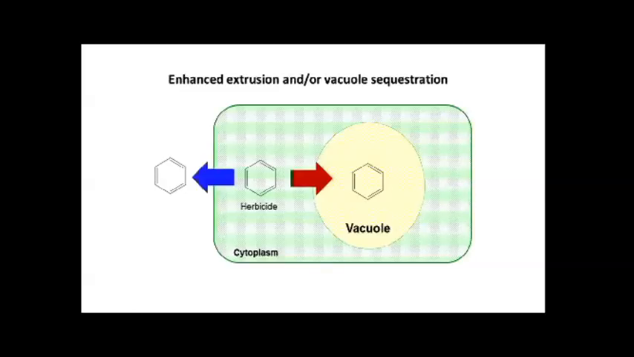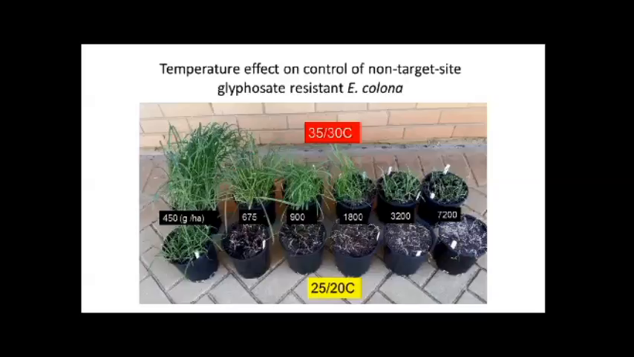So currently, the reduced translocation mechanism, the molecular basis is not very clear. But at least we know it's the consequence of more primary cellular events. For example, herbicide can be sequestered to the vacuole for storage or extruded from the cytoplasm to the cell wall area. And the mechanism can be temperature dependent.